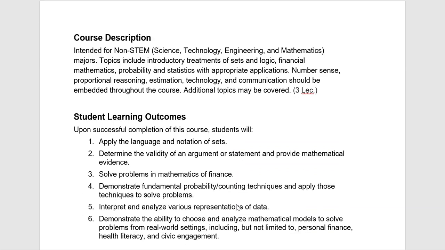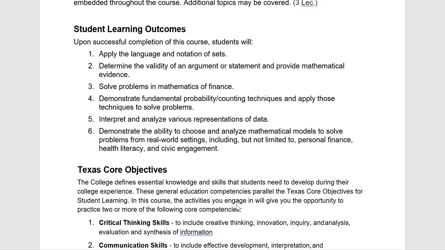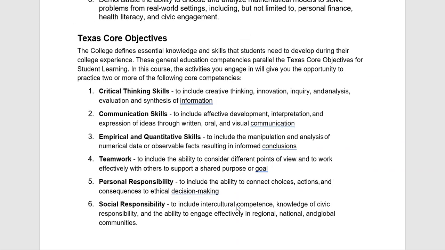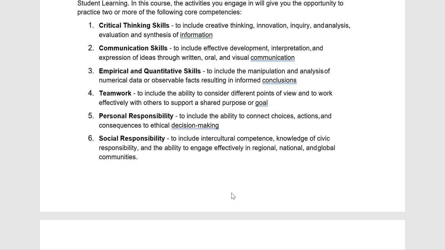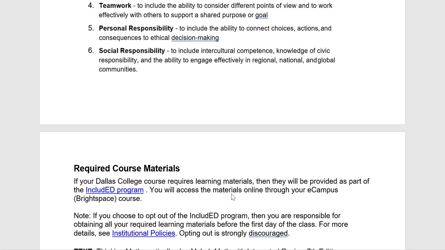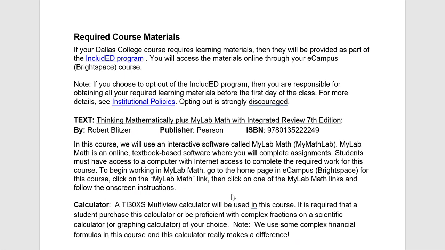You can read through the course description, student learning outcomes, Texas core objectives. These are things that as a college we're trying to help students to improve, areas to improve. So you should look through all of those if you haven't seen them before.